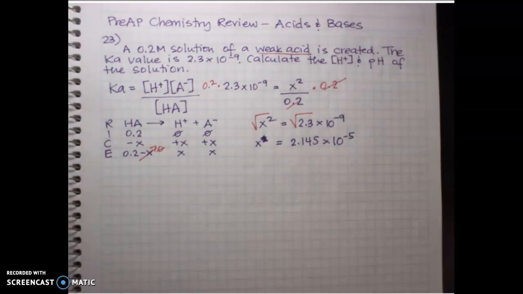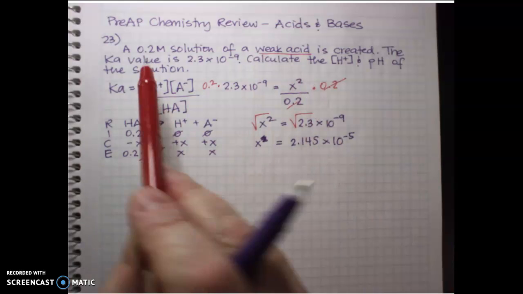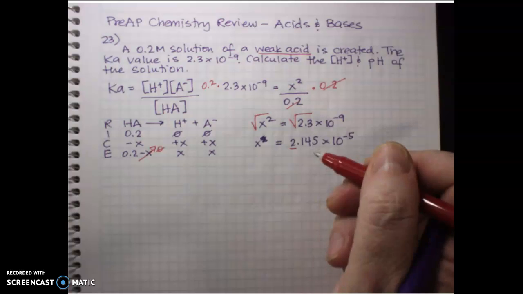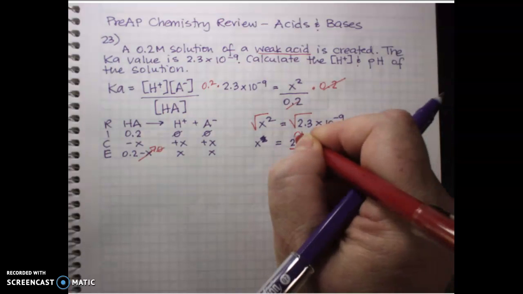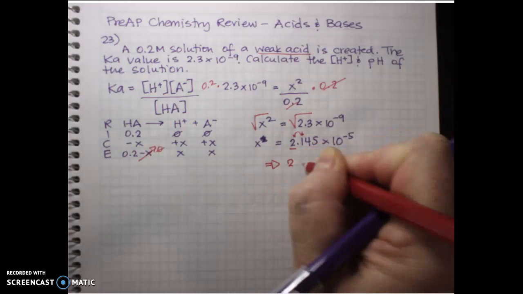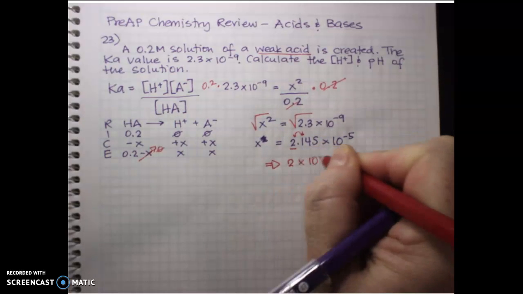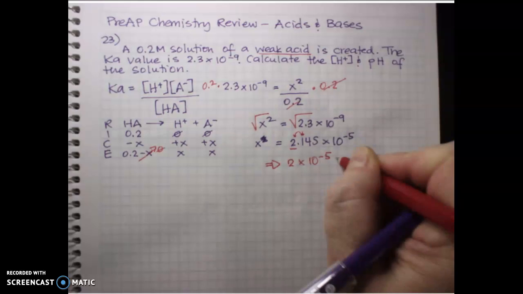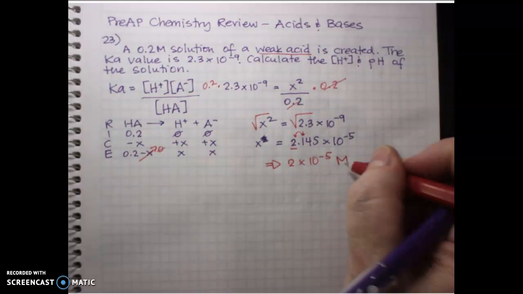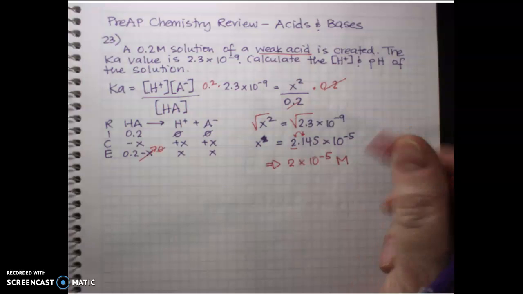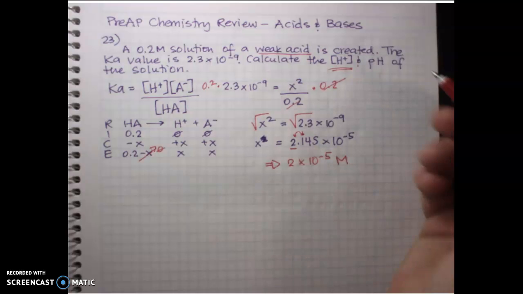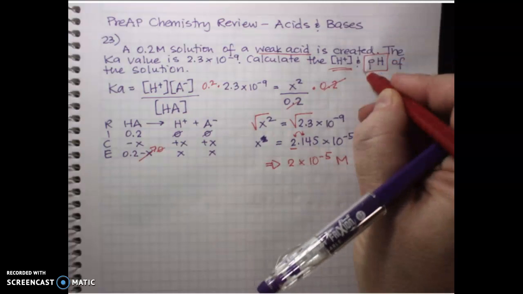If we look at our sig figs, I have 1 and 2, so we can only have 1. So is this 1 going to make that 2 round? It's not. So that will be 2 times 10 to the minus 5, and our concentration is molarity. So this is the concentration of our hydrogen ion. That's our first one. Now we need to figure out what our pH is.